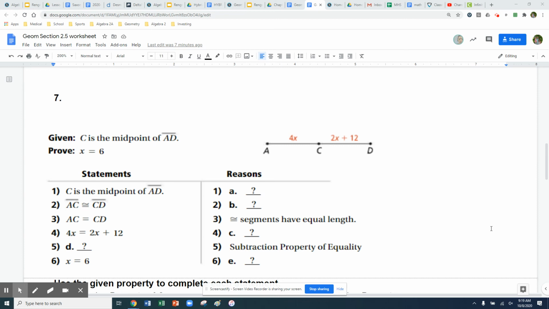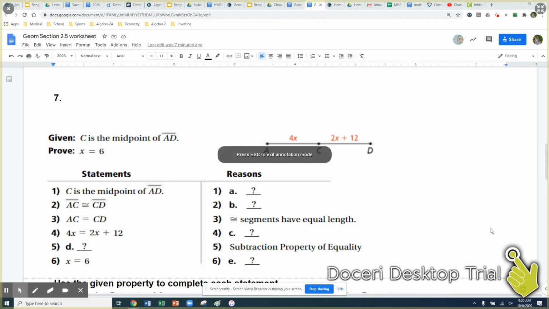The very first statement, C is the midpoint of AD, you'll probably notice is exactly the same as what they were giving to us. So when you do your first reason in a proof, that first reason is always going to be given. So you're going to give that first statement. You're going to just kind of repeat what was written up here. C is the midpoint of AD. That is my given information.